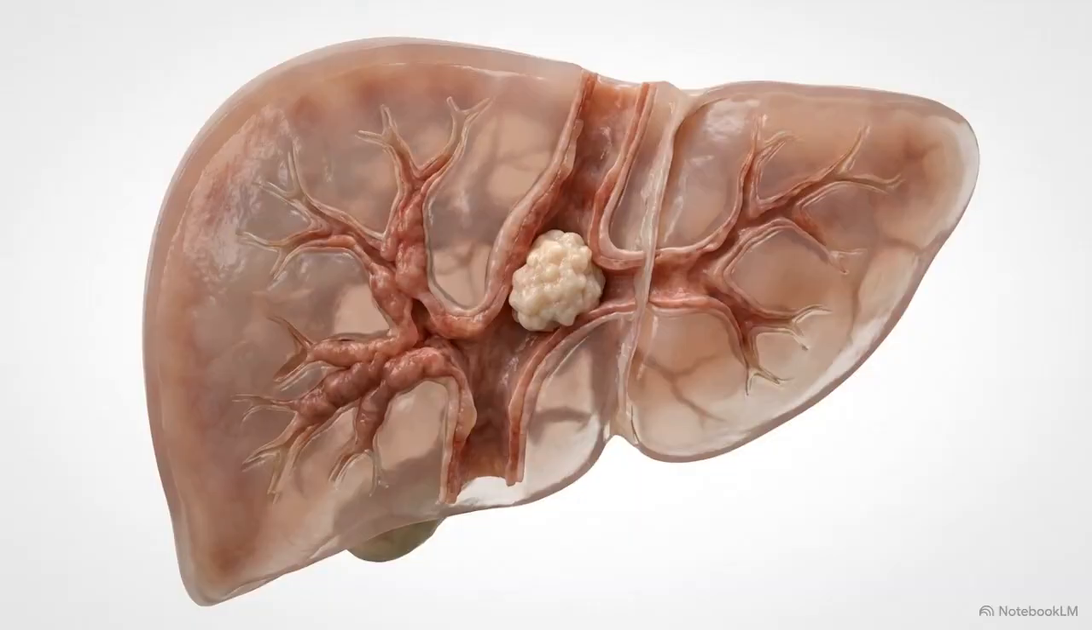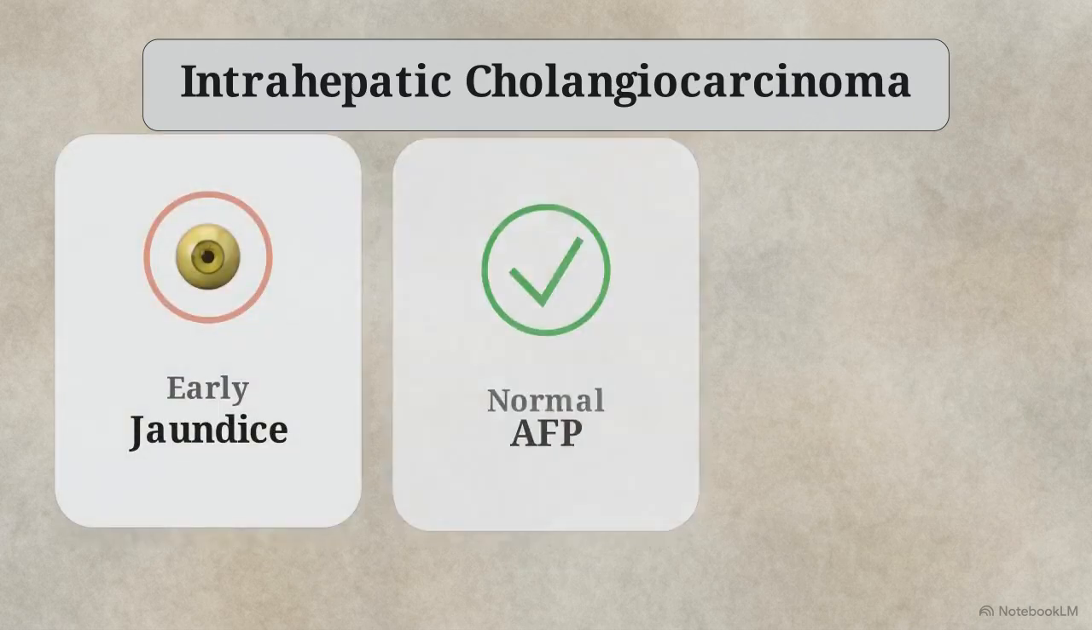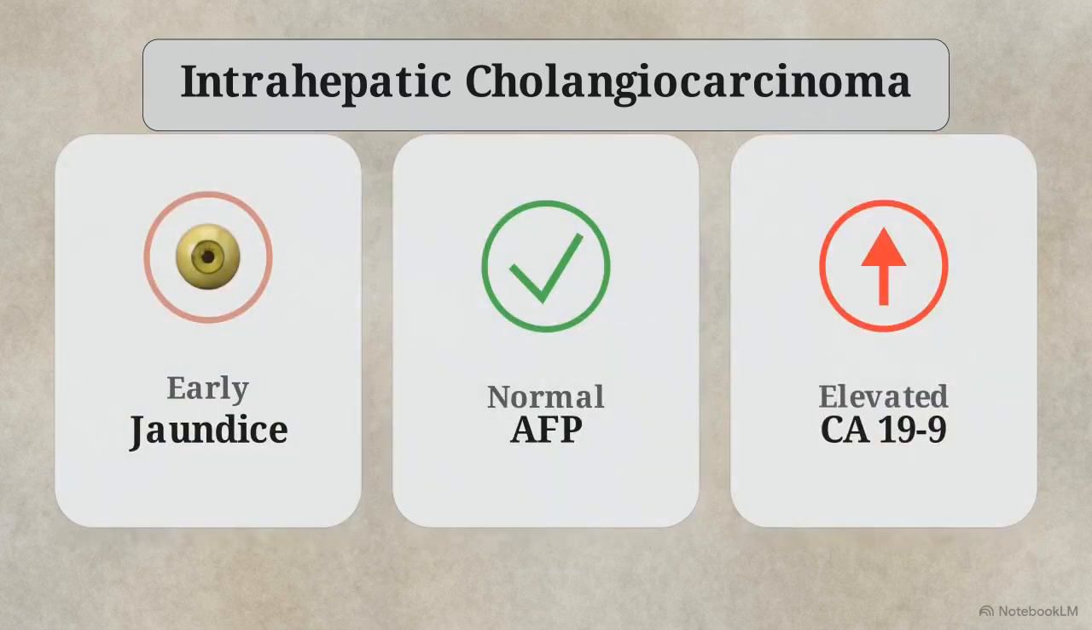Finally, roughly 10% of primary liver cancers are intrahepatic cholangiocarcinomas. These are linked to primary sclerosing cholangitis and choledochal cysts. Unlike HCC, they present with early jaundice, normal AFP, and elevated CA19-9.